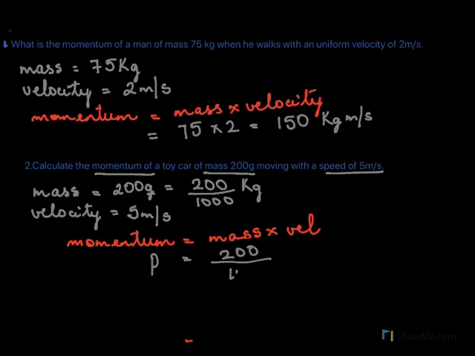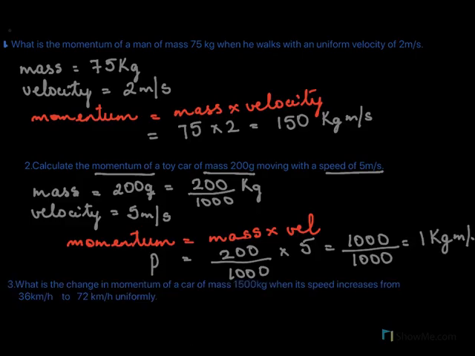Mass 200 over 1000. Velocity is 5 meter per second. So this becomes 1000 over 1000, which is 1 kg meter per second.